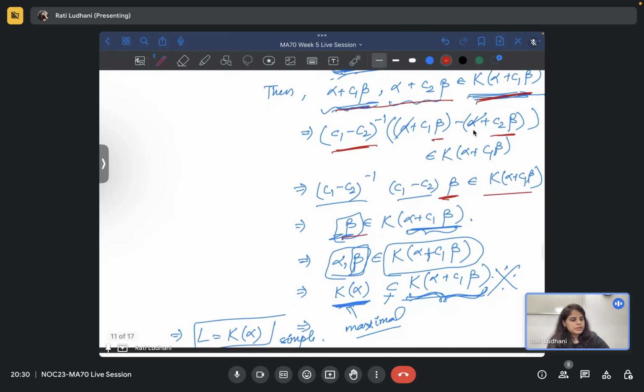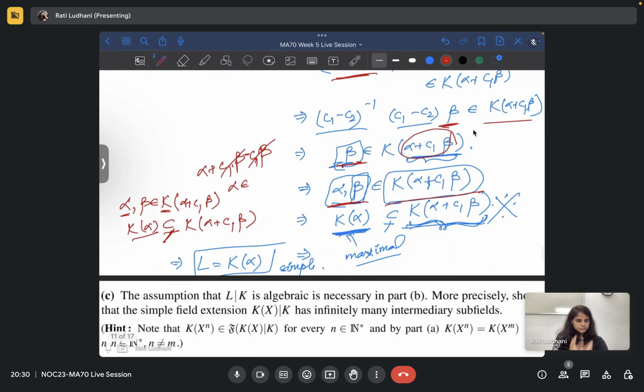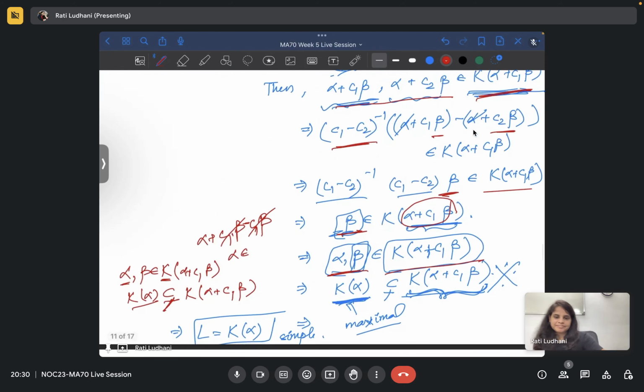Now you know that beta is there. Since alpha plus C1 beta is there and you have beta also, you can multiply by C1 and subtract it, so you get alpha also. So alpha and beta both belong to K(alpha plus C1 beta), which means K(alpha) is contained there, because alpha is there and K is there. This containment will be strict because beta is not in K(alpha), as we have assumed. And since K(alpha) is maximal, this should not happen.